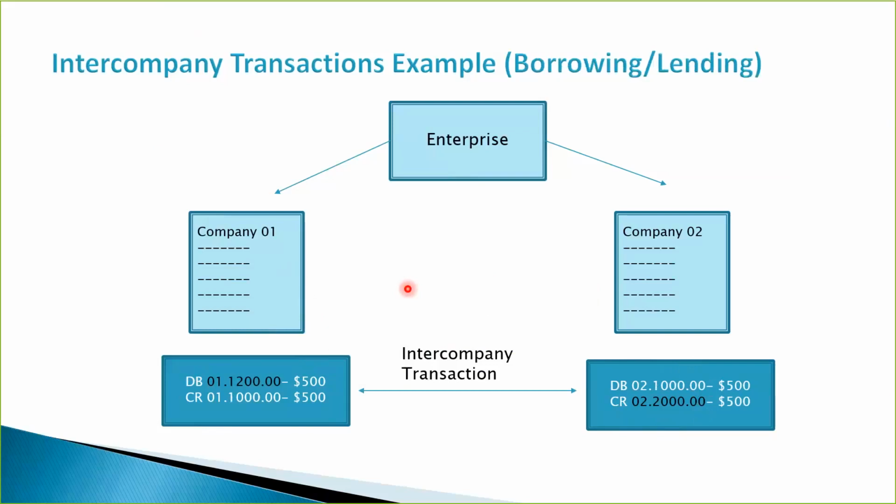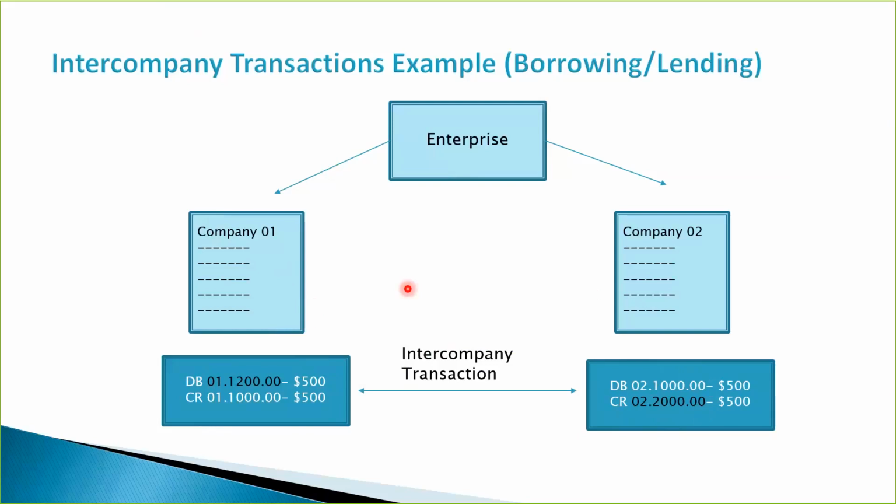Let's look at this other example, which is a borrowing and lending example, okay? So what might happen in this kind of transaction? Company 1 might lend some money to company 2, or if you look at it from company 2's perspective, company 2 is borrowing some money from company 1, okay?